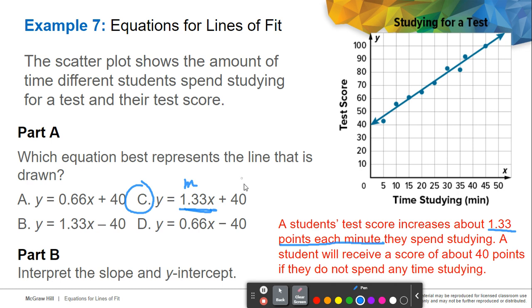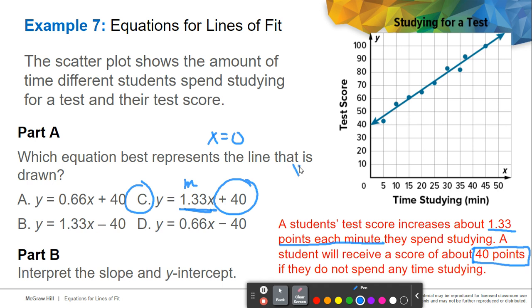It also means that if your x is 0, you did not spend time studying for the test. Therefore, your score will just be about 40 points. If you did not study, your score will be 40 points. But if you study even for a minute, it will add 1.33.